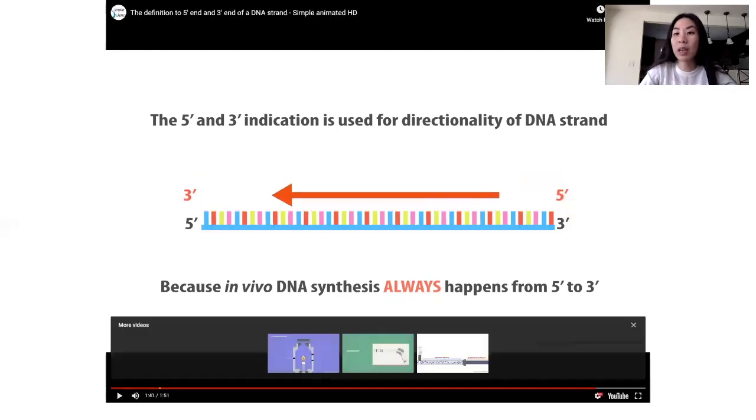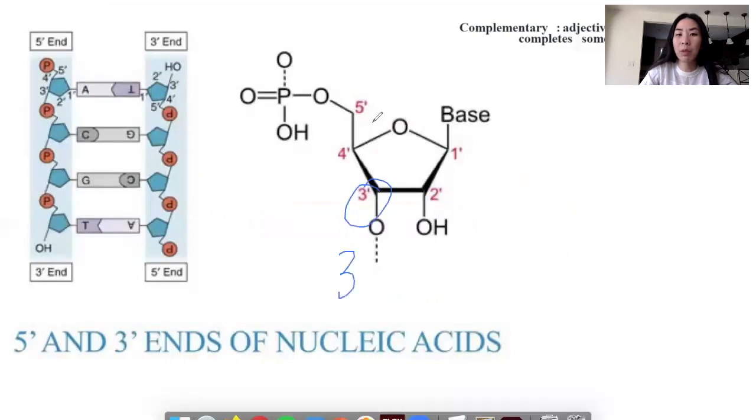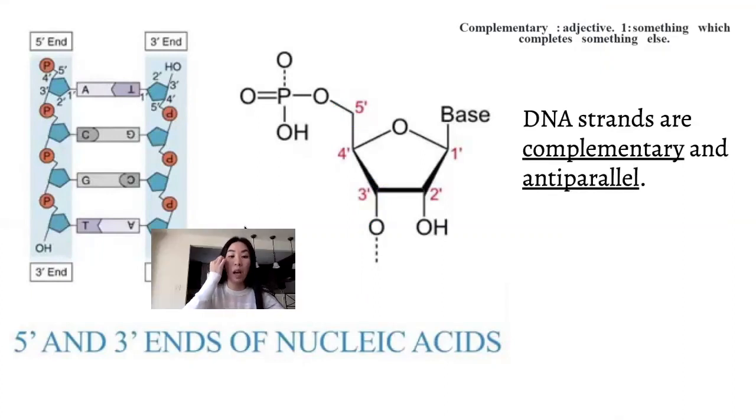For now, the key idea is that the way we number the 5' and 3' is based off of the sugar. So this 3' carbon would be your 3' end, whereas this 5' carbon, remember this little section right here, there's no carbon shown there, but there actually is a carbon, so this would be 5'. To summarize, DNA strands are complementary and anti-parallel. These two terms will come up a lot.